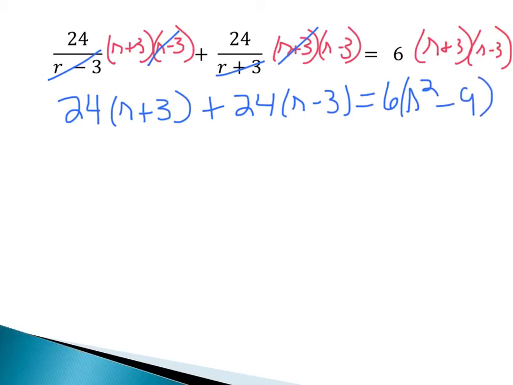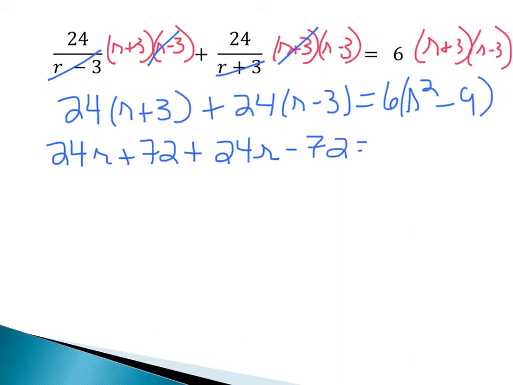Let's distribute now the 24 here, and the 6 on the right-hand side. You get 24R plus 3 times 24, which is 72, plus 24R minus 3 times 24, which is 72. And on the right-hand side, 6R squared minus 54. Now, on the left-hand side, these 72s add to 0, positive 72 and minus 72.